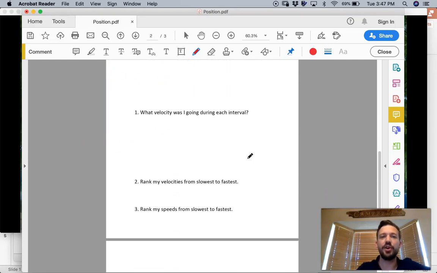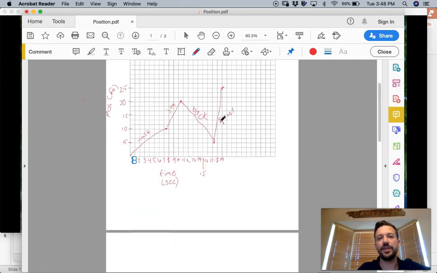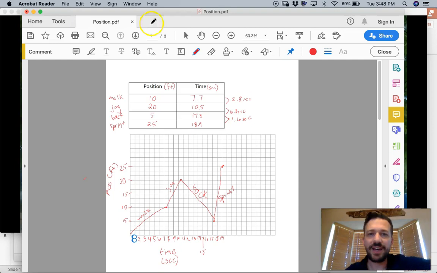Okay, first one. What velocity was I going during each interval? Well, that should be easy to calculate. Remember velocity? Here, I'll go up here and do it right here. Velocity is simple. Velocity is just the formula distance over time. And that thing that you can't see is a v. It's just v equals distance over time.